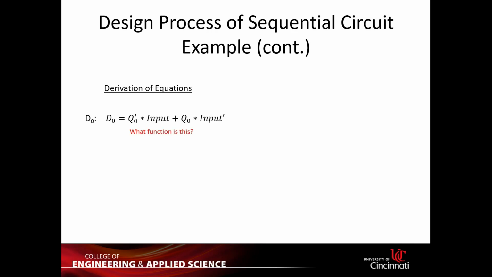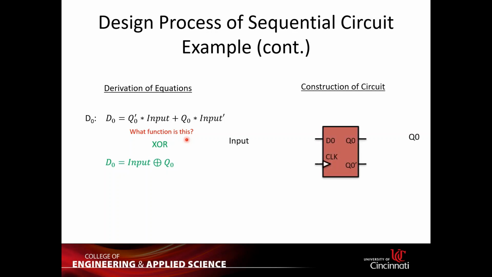So the first equation is your D0 equals Q0 and input not, or Q0 not and input. So you can use an XOR for this, right? So now you can make a circuit using 1 D flip-flop. Okay, you can provide an XOR, with some input, feedback with the current state, which is the Q0 output.